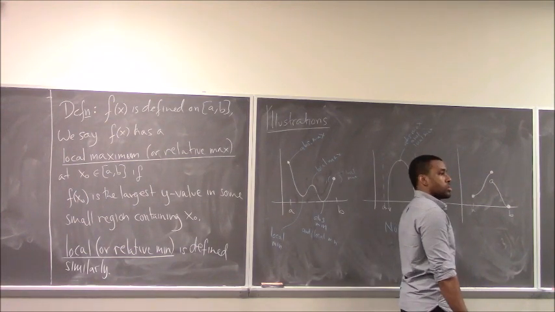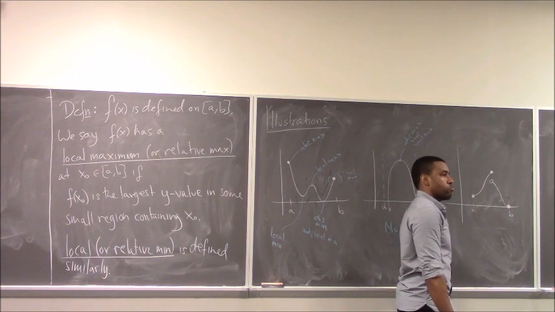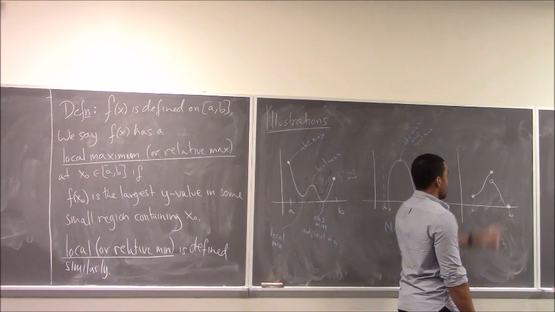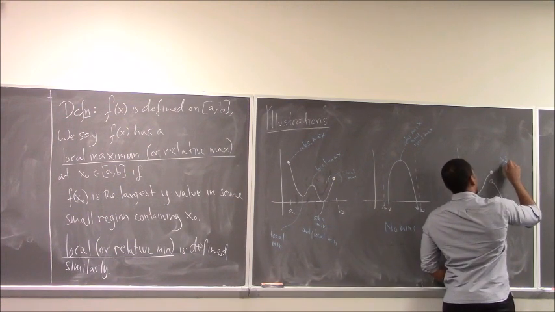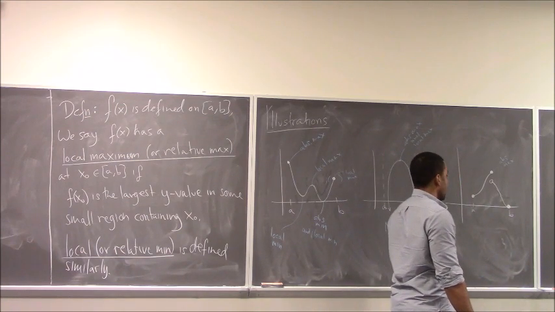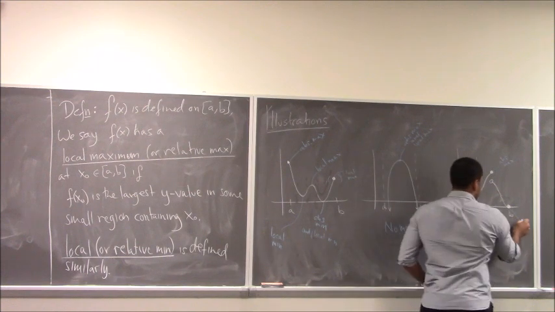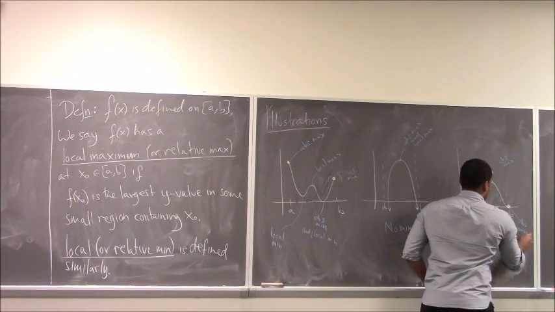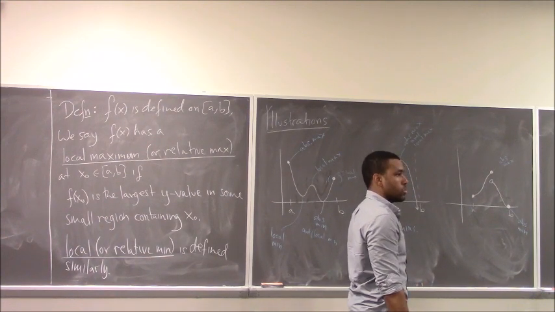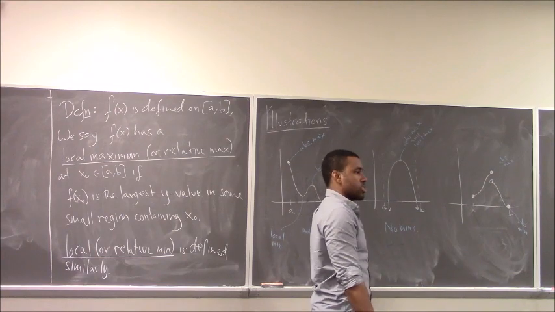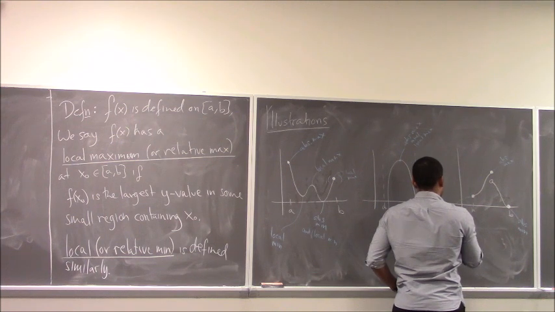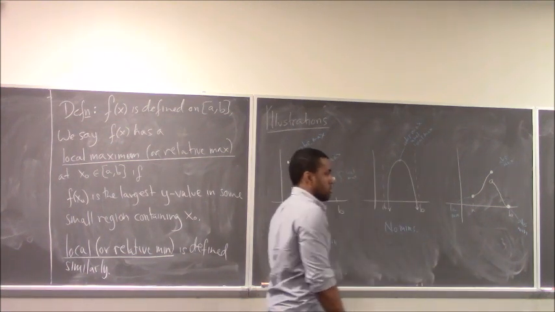Absolute max. Yeah. That's your absolute max. Absolute min. At B. Any local minimums? A y value that's the smallest in its region. Yep. At A. That's it.